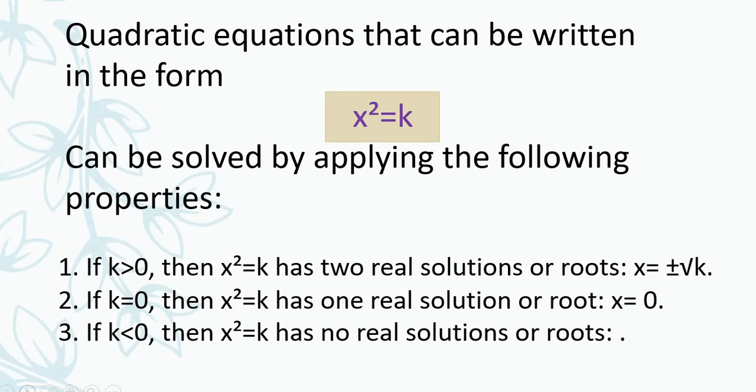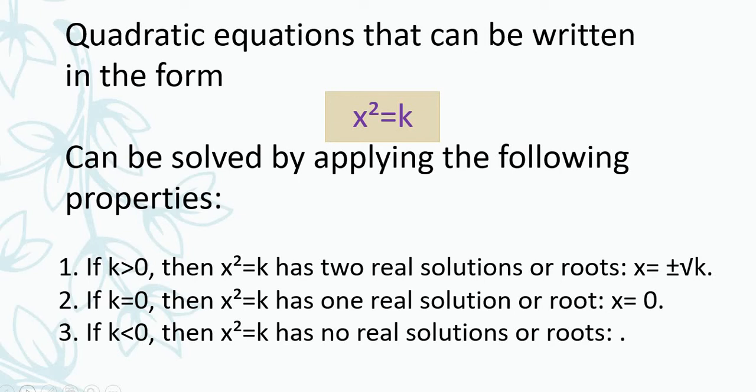How about if your k becomes 0? Then, x squared is equal to k has one real solution or root, and that is x is equal to 0. Now, what happens if your k is less than 0? What are the numbers less than 0? Of course, all negative numbers. Then, x squared is equal to k has no real solutions or roots.